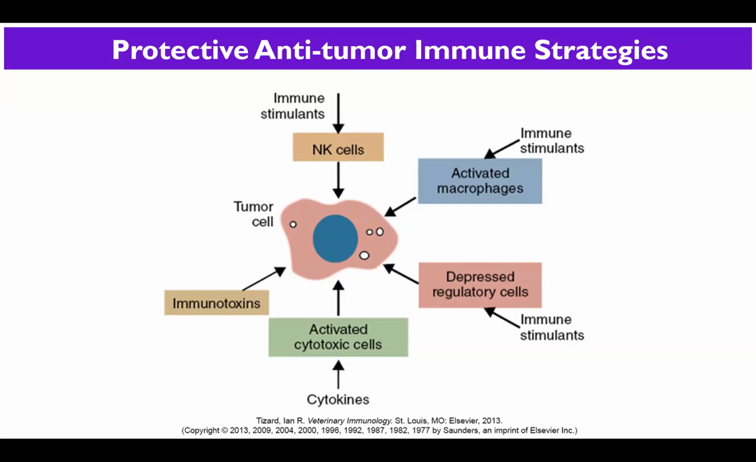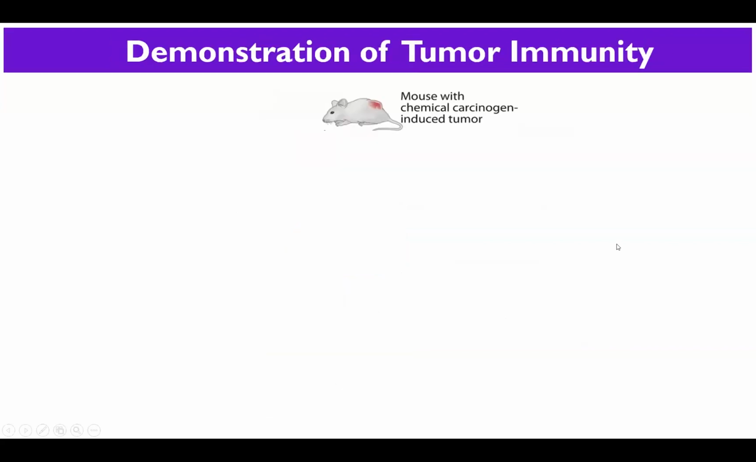The last one here is the use of immune stimulants to be able to skew the immune response from an anti-inflammatory microenvironment into a pro-inflammatory microenvironment, to promote generation and activation of both phagocytes and other players to be able to clear the tumor cells.